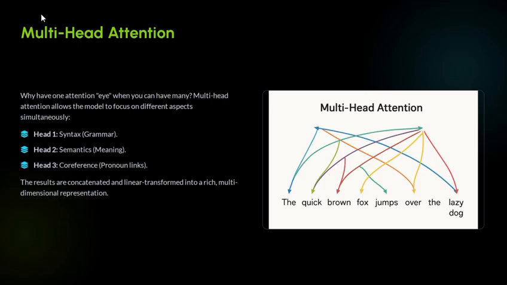Next, we can talk about multi-head attention, where it's asking why have one attention eye when you can have so many. Here you see all the multiple arrow pathways, and multi-head attention allows the model to focus on different aspects. The first one can focus on syntax and grammar, the second can focus on semantics and meaning, and the third one can focus on coreference and pronoun links. The results are concatenated and linearly transformed into a rich multi-dimensional representation.